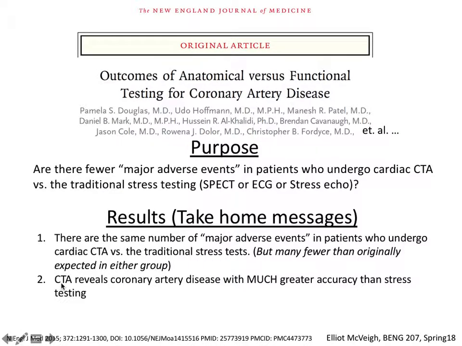The other take-home message was CTA reveals coronary artery disease with much greater accuracy than stress testing. So you can detect who has coronary artery disease much better with the CTA. Those two things, conclusion 1 and conclusion 2, don't seem to be commensurate, but it turns out they kind of are.